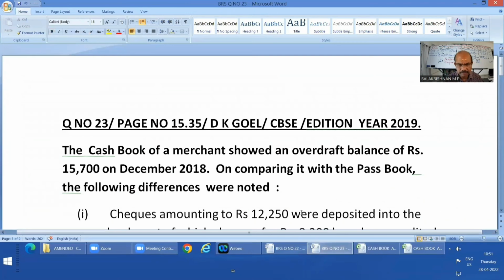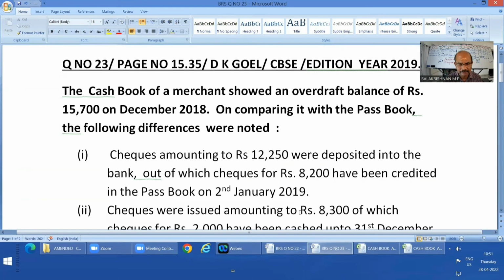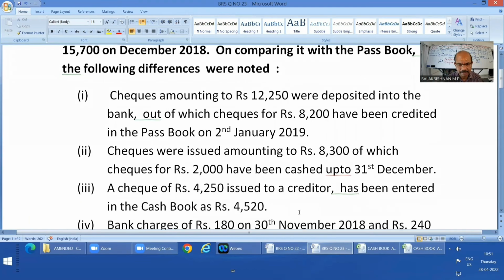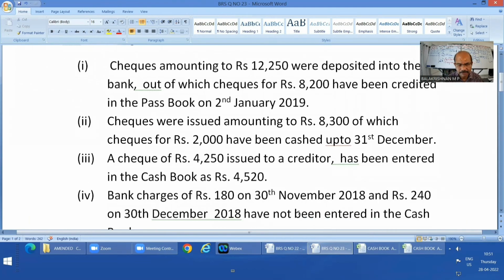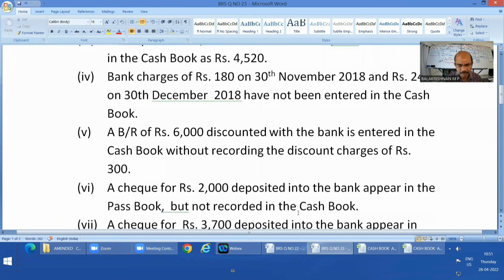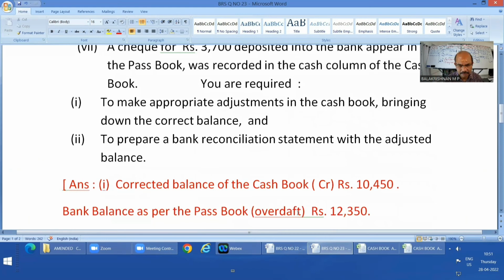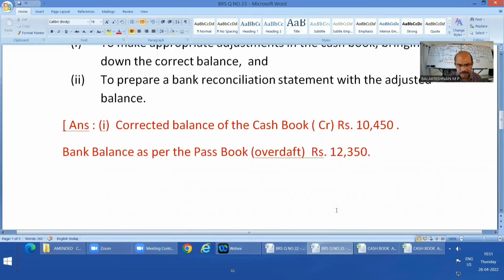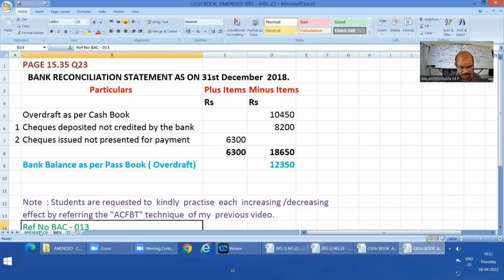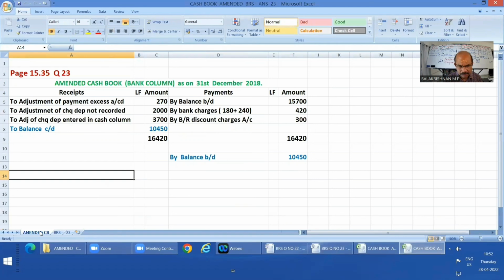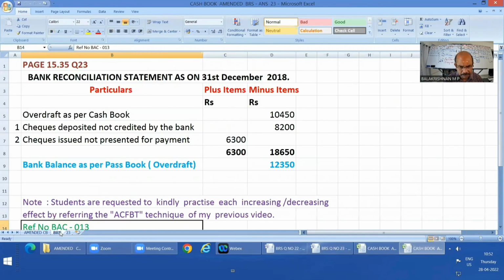Question number 23. Well, we have to arrive at these answers. The answers are as follows. Amended cash book, followed by BRS. There are also just 2 entries only. Here also I mentioned what you are supposed to do. Please practice it.